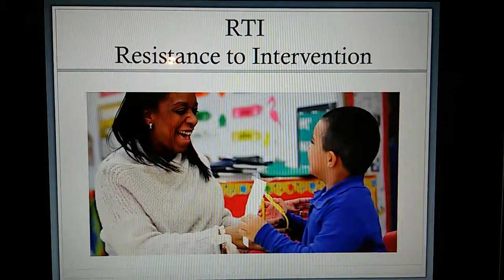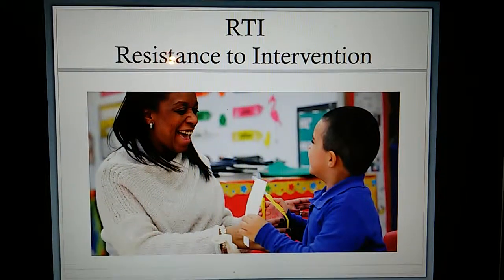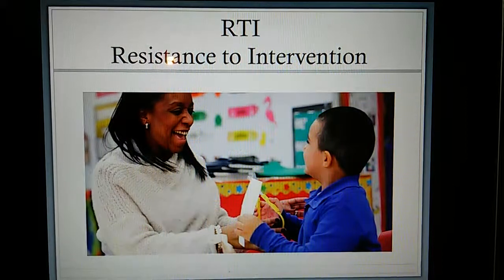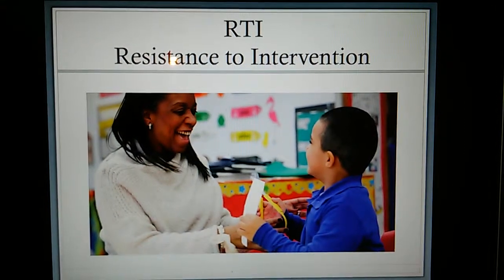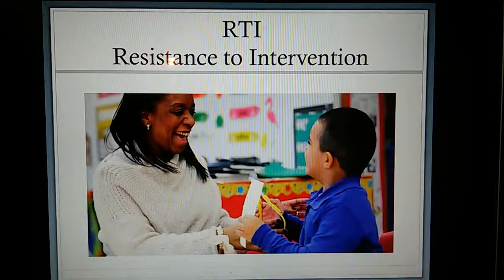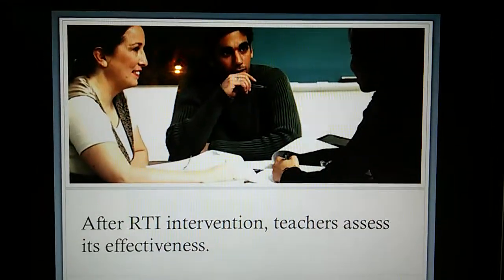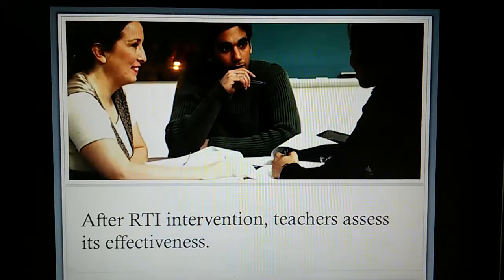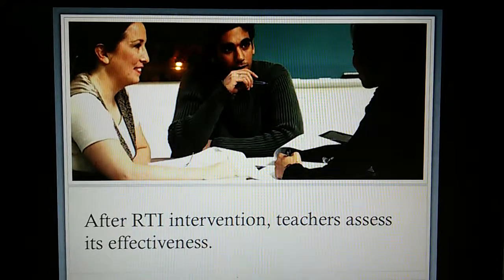During this pre-referral stage, some districts implement an RTI, short for Response to Intervention. The RTI provides a student the opportunity to learn through more intensive instruction. After the intervention, the RTI team assesses whether the student has benefited from this more intensive instruction or not.